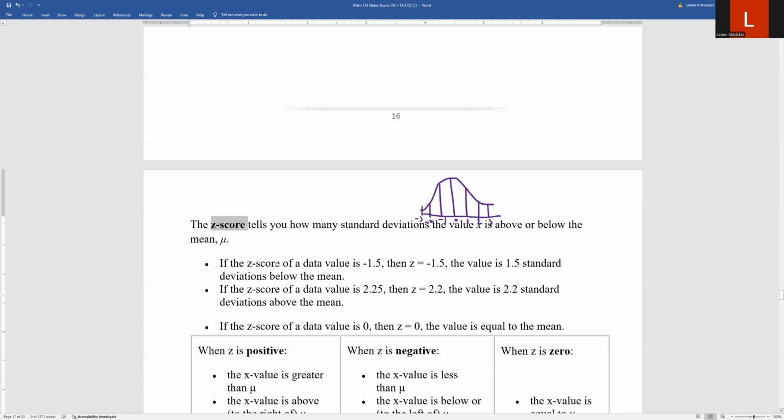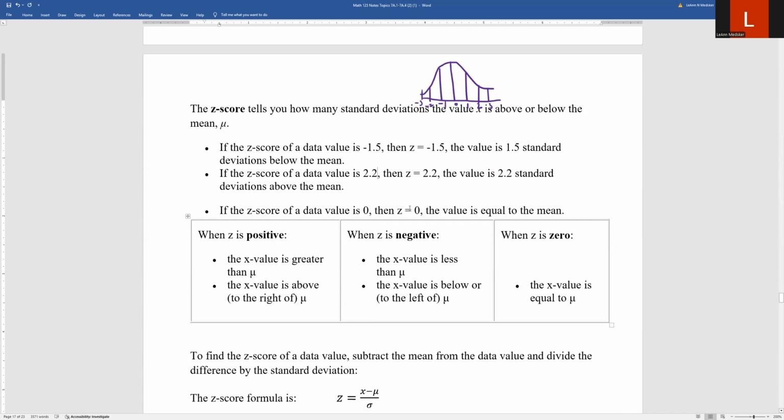So if you get a negative z-score, we know that's to the left of our mean. Our mean is the 0 in this case. If we get a positive z-score, we're to the right. Okay. And I don't know why there's an extra digit in there. That should have just been 2.2. And if you get 0, you're at the mean. Okay, so that's just what this kind of summarizes.